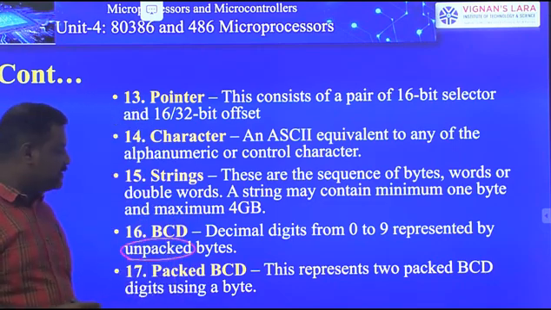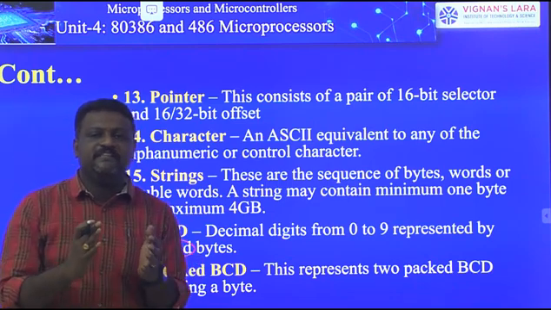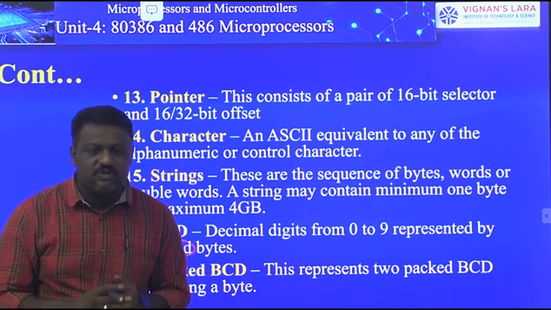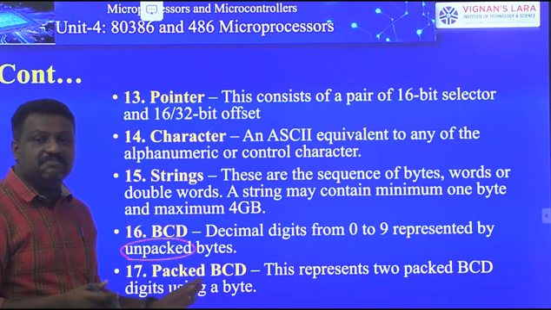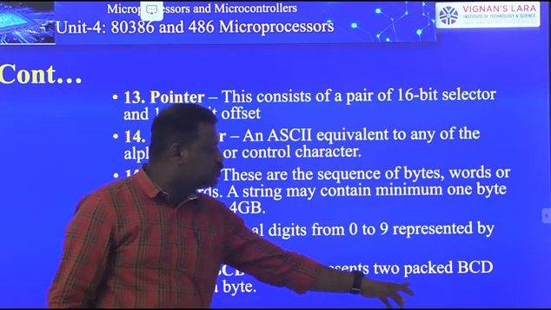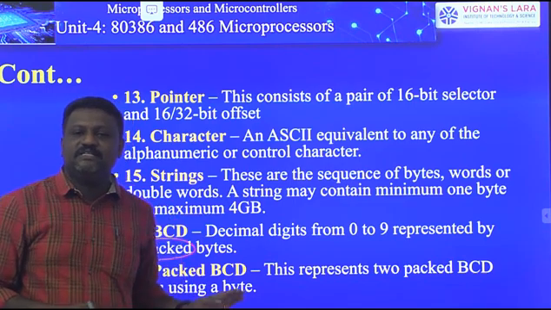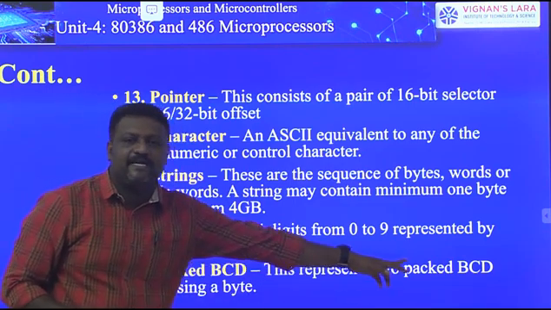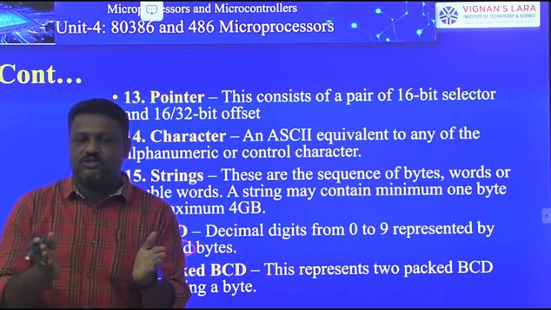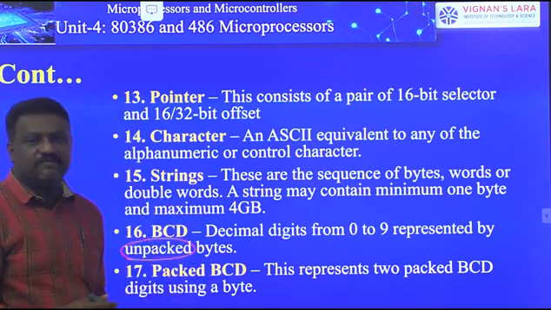And coming to the last one, the 17th one, packed BCD. That means in this case each and every decimal symbol is represented with a nibble, that is, 4 binary bits only, for the decimal symbols from 0 to 9. That we call packed BCD. So this represents 2 packed BCD digits using a byte. A byte consists of 8 bits, and each packed BCD digit is represented with 4 binary bits. So using a byte I can represent 2 packed BCD digits. That's the meaning of this, friends.